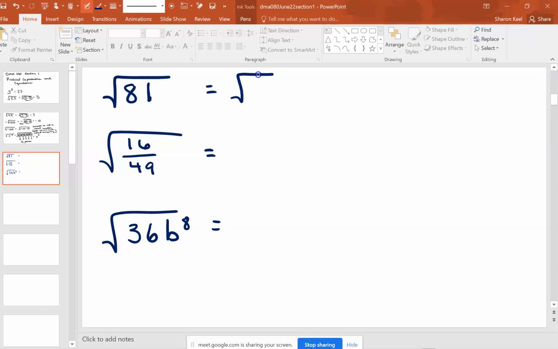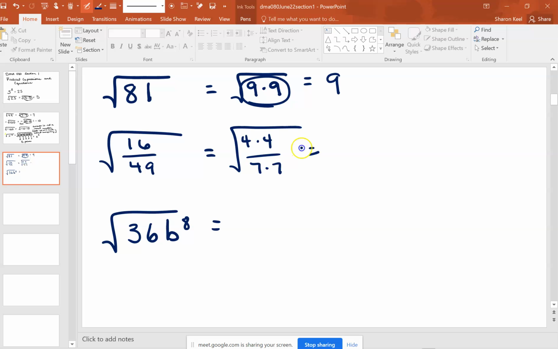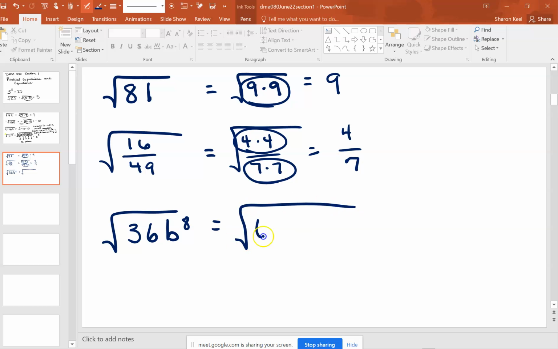Now, if we do these longhand, 81 would be 9 times 9. You've got a pair of 9s. That will be a 9. For this, we have 16 is a 4 times 4. 49 is a 7 times 7. You got a pair of 4s, a pair of 7s. That's 4 sevenths.